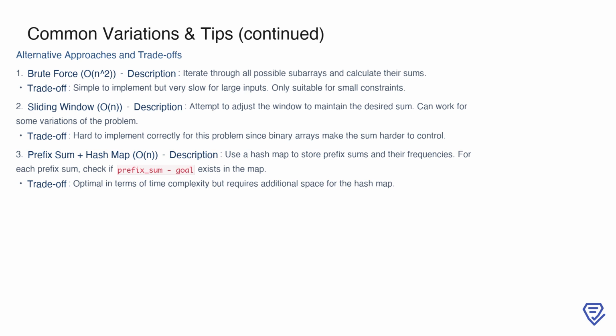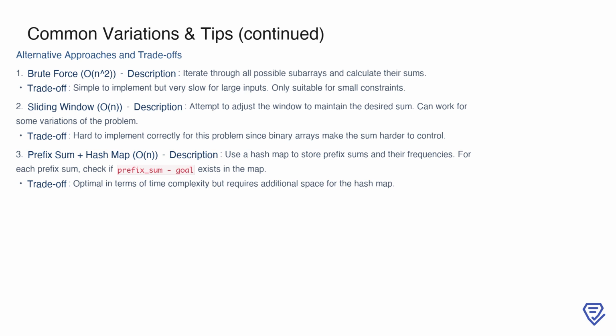The sliding window approach, on the other hand, offers O(n) complexity and is often a go-to technique for many subarray problems. However, in this specific problem, the binary nature of the array makes the sum harder to control, requiring additional logic to adjust the window correctly. This can make the implementation trickier and less intuitive.